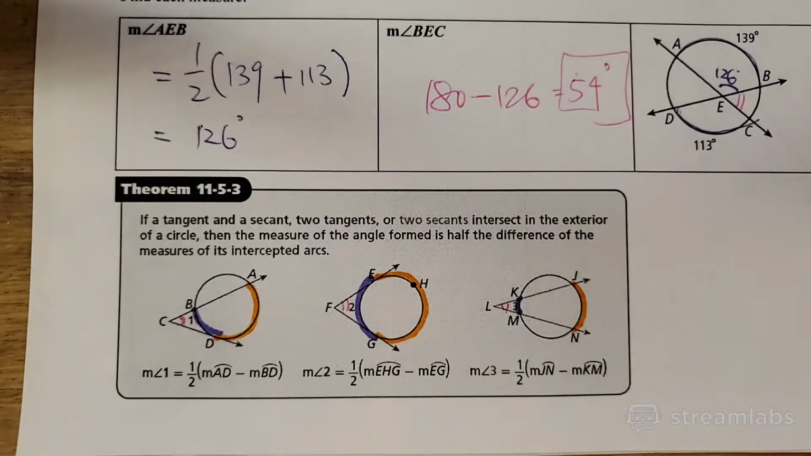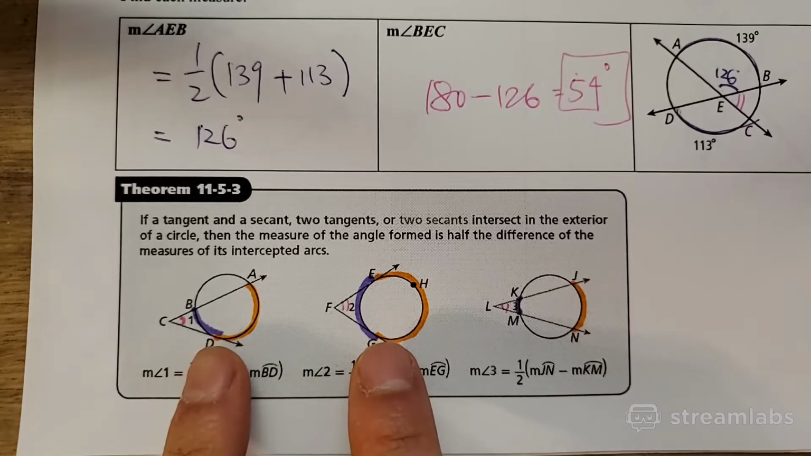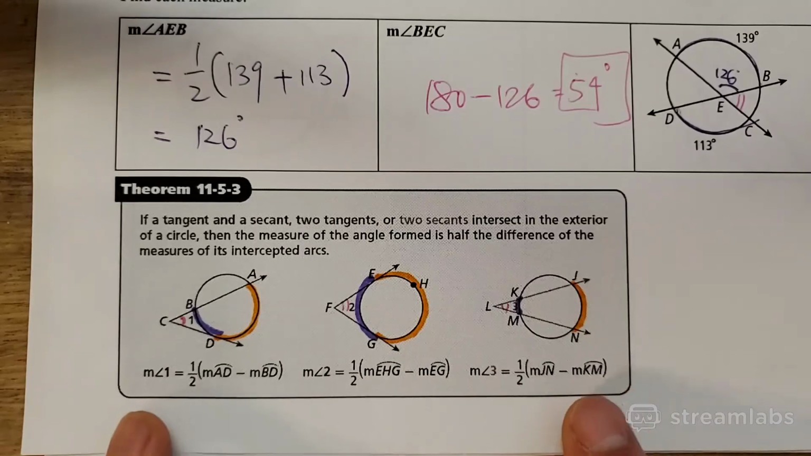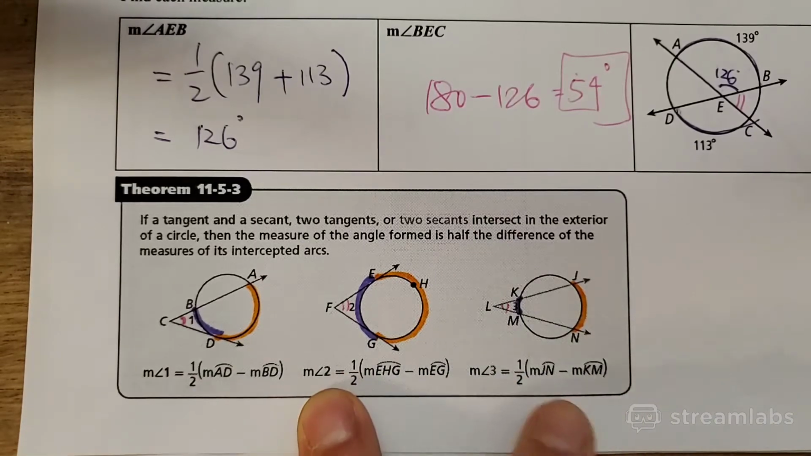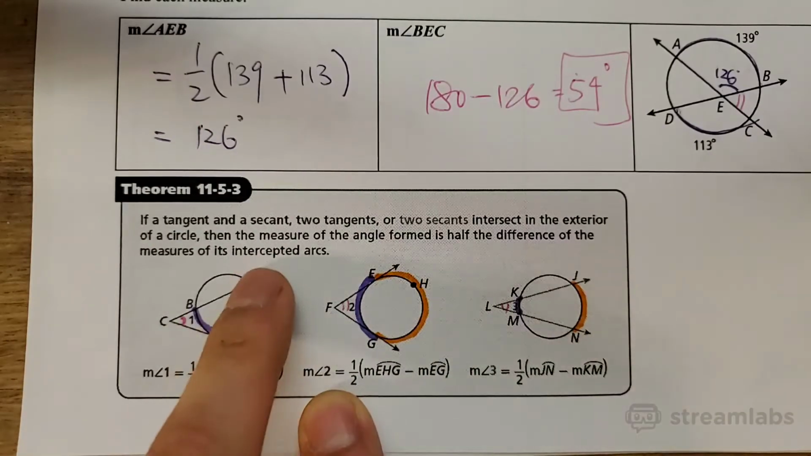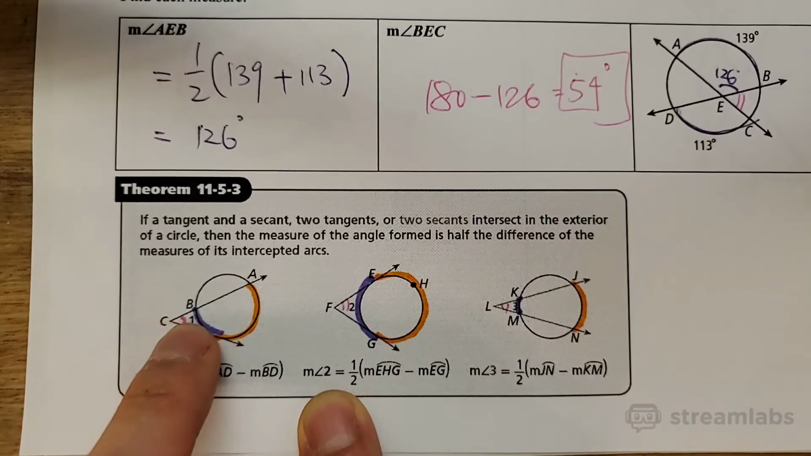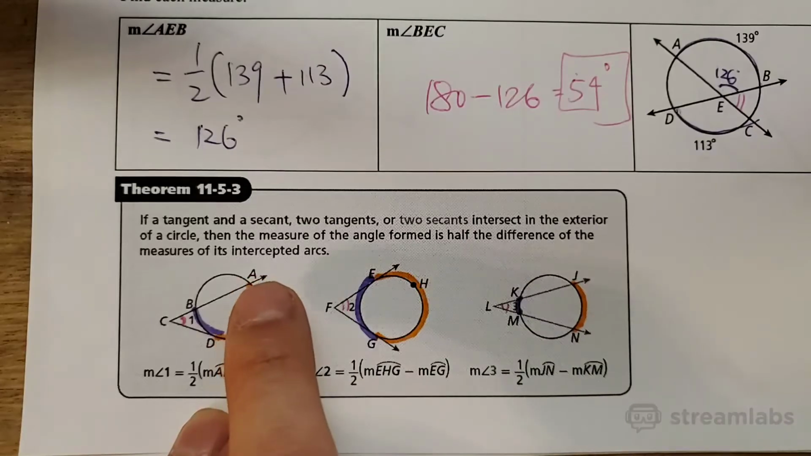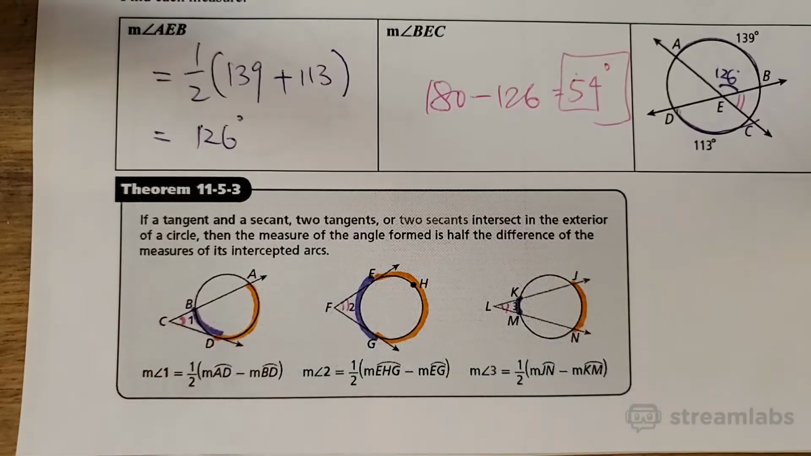So then, now, look at this. All of these angles will be exactly half, similar to the first one, the average, right? Half of the larger arc minus the smaller arc. Okay? Half of the larger arc minus the smaller arc. All of them, as long as you're outside. That's how it goes. Okay? Any questions over here?